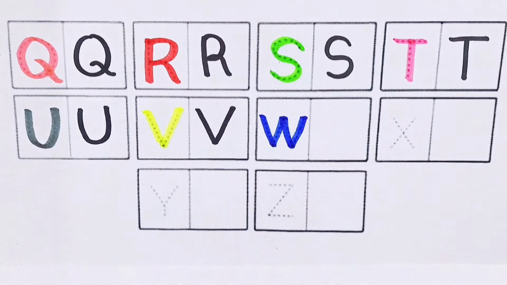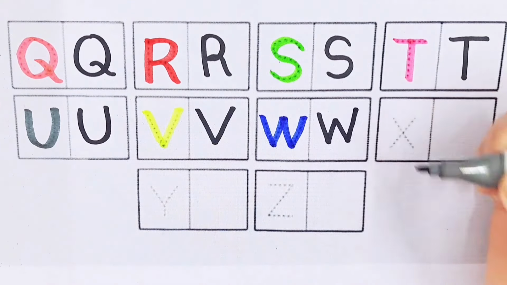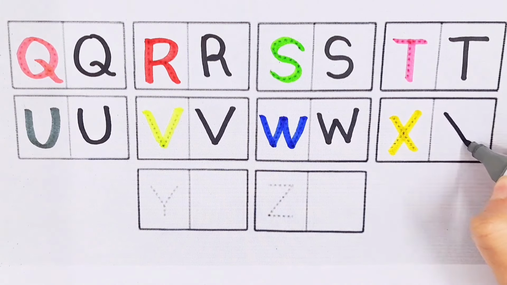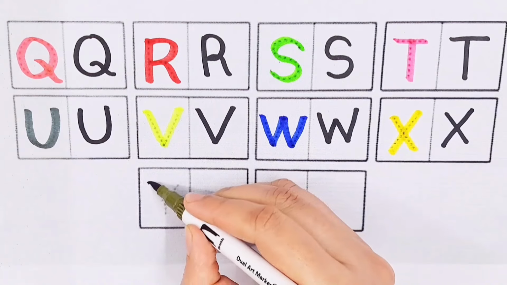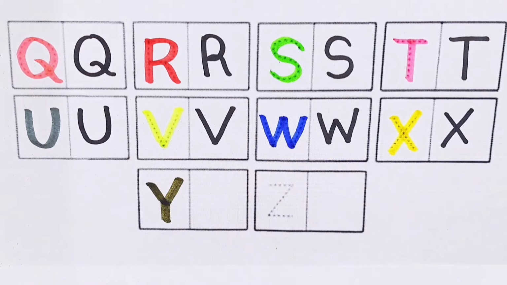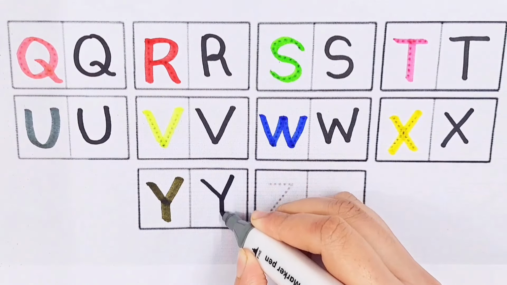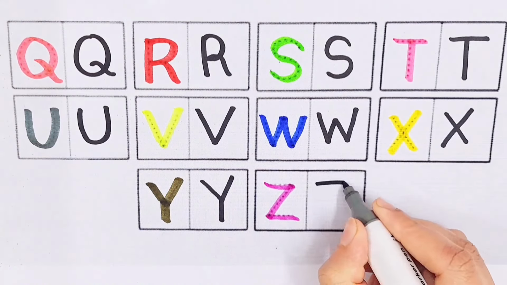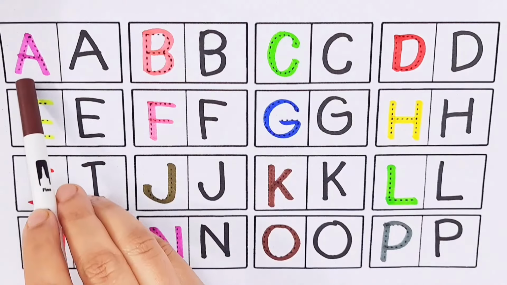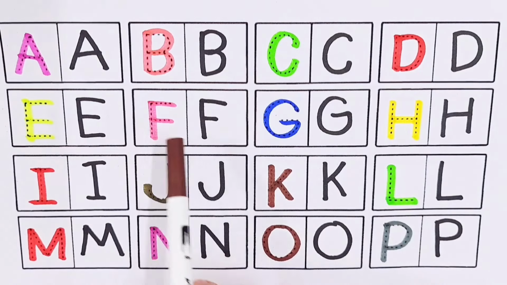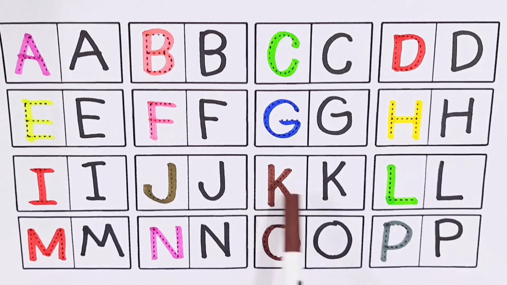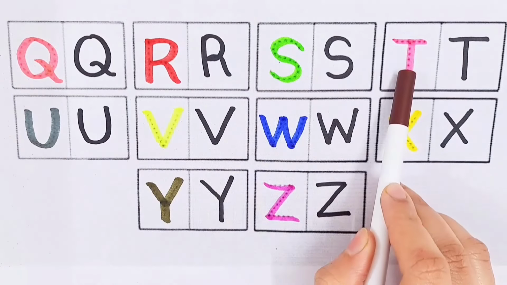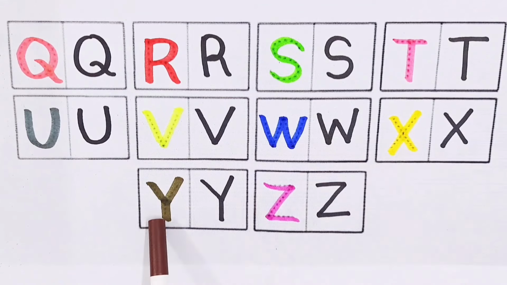W for wax. W for watch. X for xylophone. X for Xerox. Y for yogurt. Y for yum. Z for zero. Z for zipper. A, B, C, D, E, F, G, H, I, J, K, L, M, N, O, P, Q, R, S, T, U, V, W, X, Y, and Z.